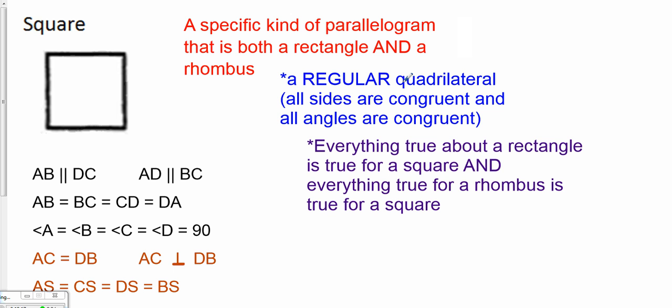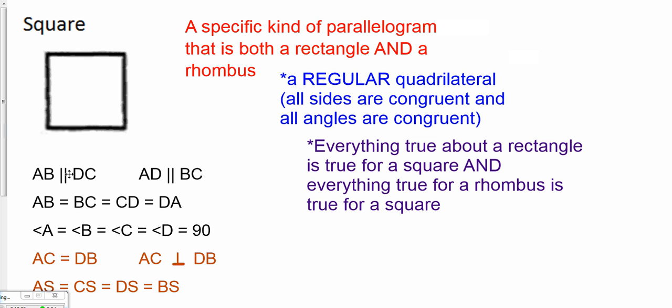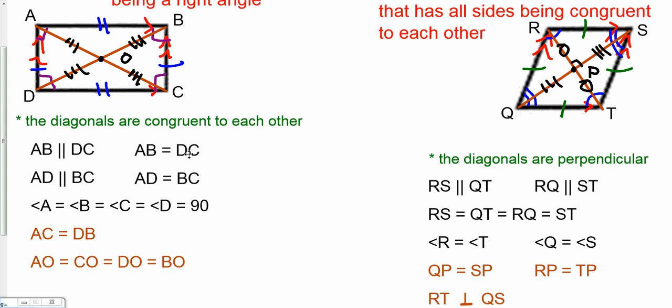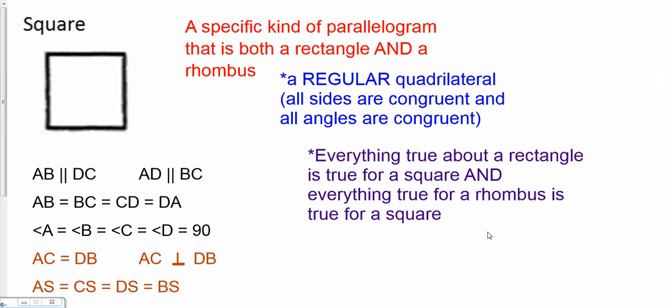The last thing we need to look over is a square. A square is a specific kind of parallelogram. So again, everything true about a parallelogram is true about a square. It's a very specific kind of parallelogram that is both a rectangle and a rhombus. So everything true about a rectangle is true for a square. All of this kind of information. So it should look something like this. Also, everything true for a rhombus, all of this information would also be true for a square.